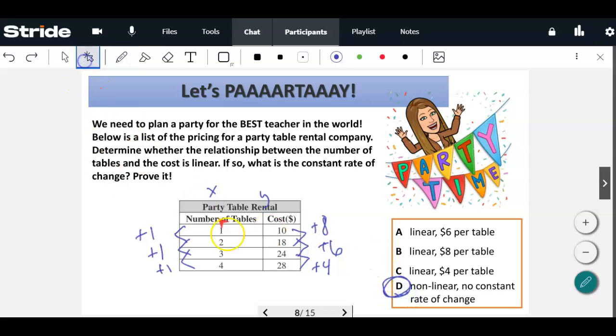So if you look at the data and think about this, what's happening is the more tables you rent, the cheaper the price per table. So the one table is $10. 2 tables, 18, so that means 9 for each one. 3 tables cost $24, so that's $8 for each one. 4 tables will be 28, so it's $7 for each one. But it is nonlinear because it's not constant.